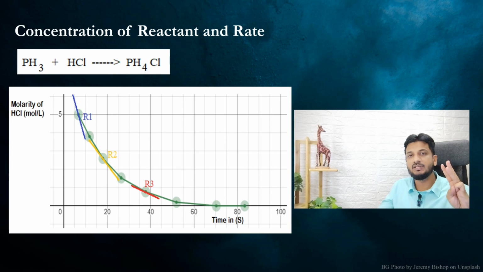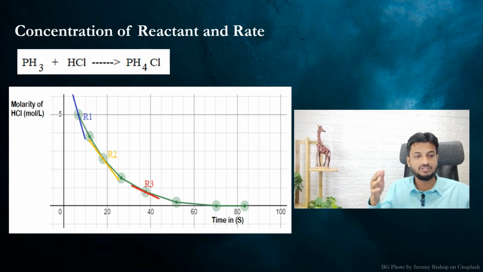You can see there are 3 different instantaneous rates taken: R1, the blue tangent, R2, the yellow one, and R3, the red one. Now, if you notice clearly, guys, the tangent R1 is the steepest of all. And if you see here, that is somewhere around 7 seconds. So R1 is the rate of the reaction at around 7 seconds of time.